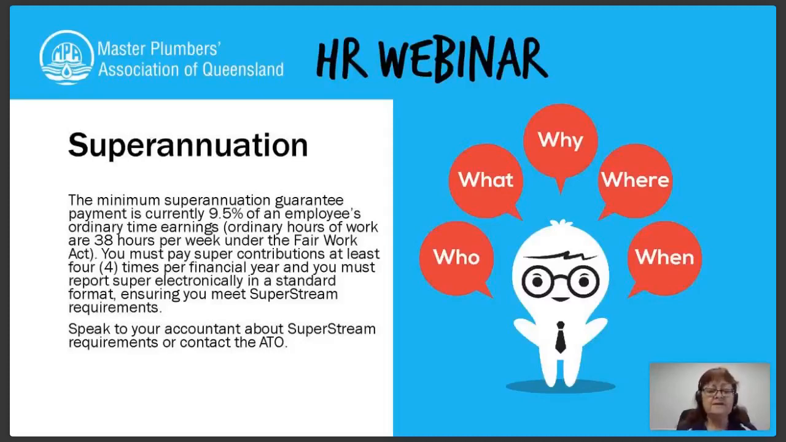Under the Australian taxation legislation, you must pay super contributions at least 4 times per financial year, and you must report your super electronically. There's a standard format and it needs to go through the SuperStream section at the ATO. So again, if you need more information about SuperStream, you would need to speak to either your accountant or the Australian Taxation Office. It is mandatory to pay superannuation.